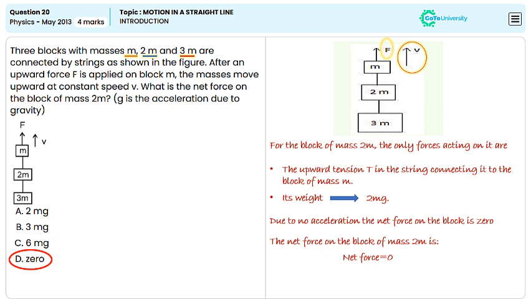Options A, B, and C are incorrect because they imply that the block of mass 2m would be experiencing a net force causing acceleration, which contradicts the constant speed condition. Only option D, 0, correctly reflects the equilibrium condition required by the problem.